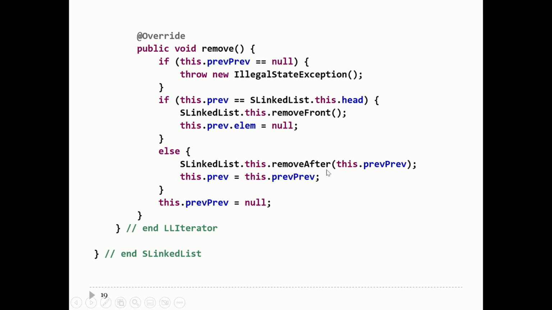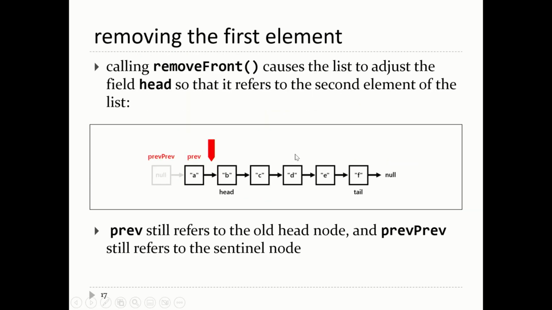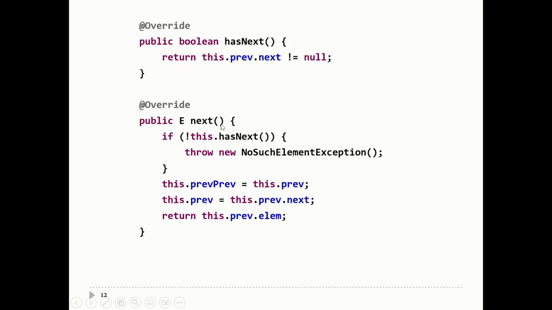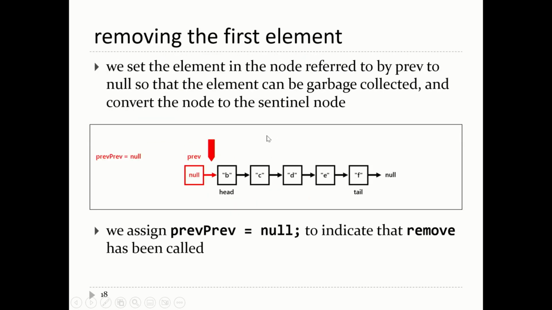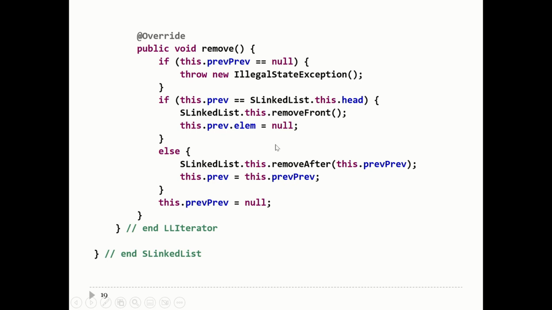So remove the node after previous. Update the previous node so it's now pointing at previous. And then null out the previous node, to indicate that we can't call remove again until somebody calls next. When next is called, previous gets updated to a non-null node. And there's the remove method for our linked list iterator.